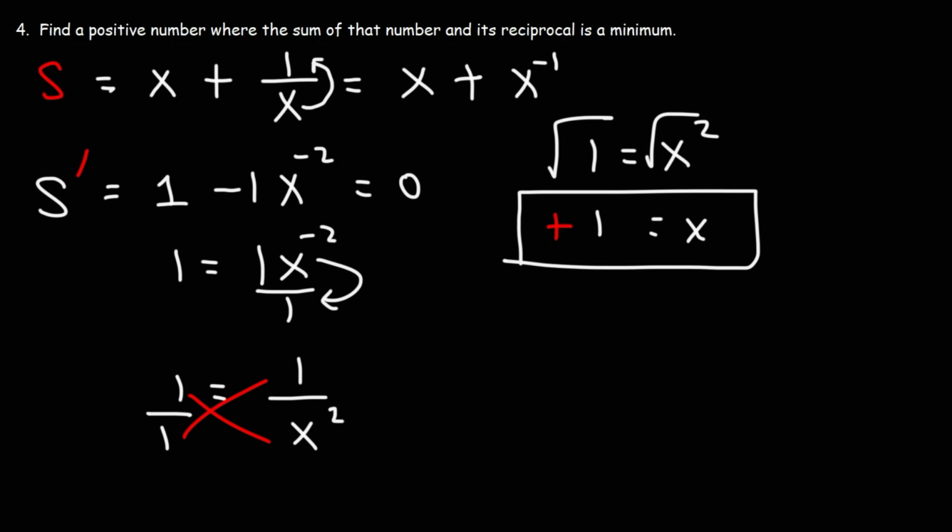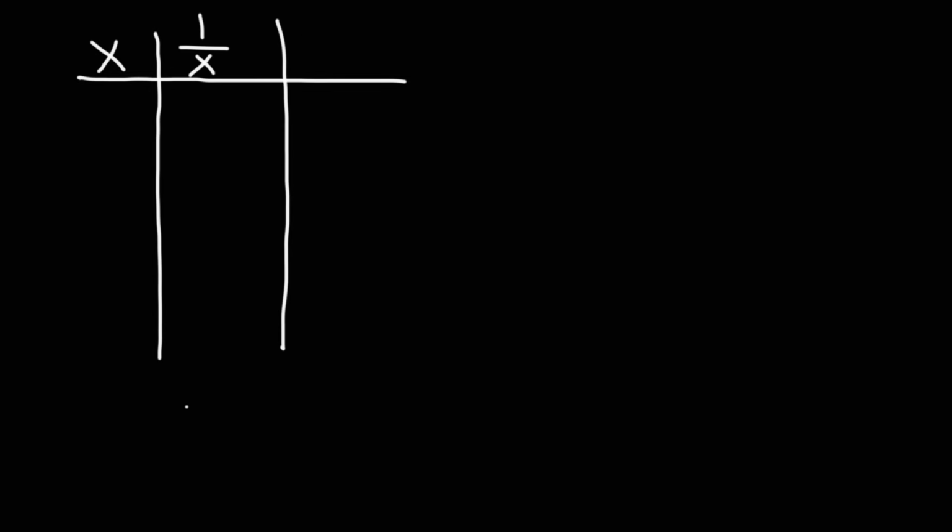So that's the answer for this problem. Now let's check our answer. So let's make a table where we're going to have x, 1 over x, and the sum. So when x is 1, 1 over x will be 1. The sum of x and the reciprocal, 1 plus 1, will be 2. Now, can we find some other positive number x where the sum of it and its reciprocal will be less than 2? Remember, we want to minimize the sum.